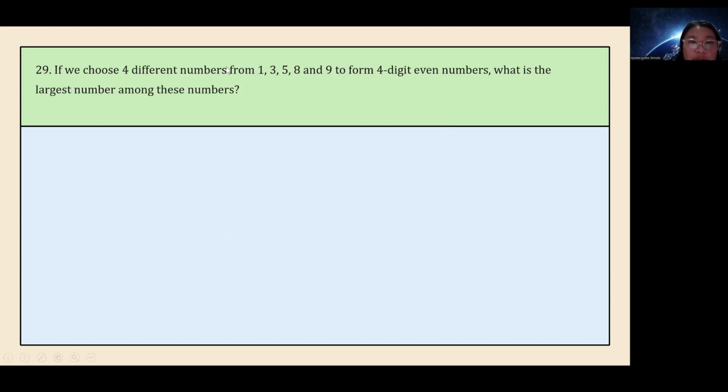If we choose 4 different numbers from 1, 3, 5, 8, and 9 to form 4-digit even numbers, what is the largest among these numbers? Okay, so we will have a 4-digit even number. So this is the thousands place, hundreds place, tens place, and then the ones place. So we are only given these set of numbers here. 1, 3, 5, 8, and 9. We are asked to form an even number. So the only even number we can have is 8.